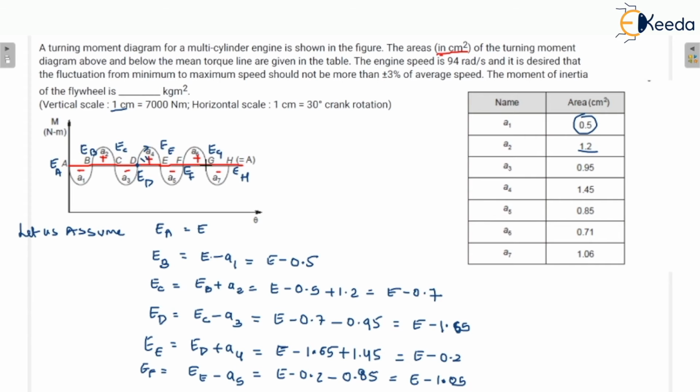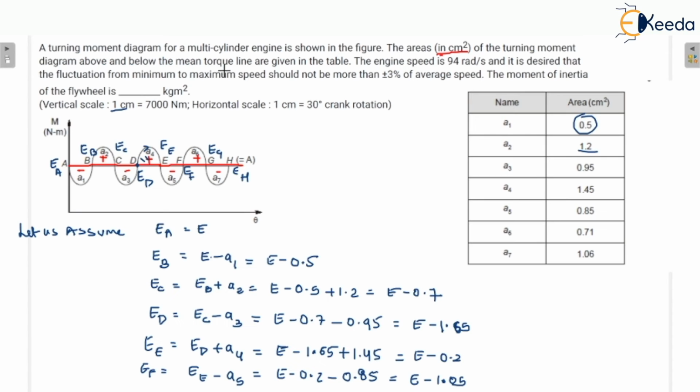You can see here that EG is equal to EF plus A6. Okay, so that is EF plus A6. And what is the value of EF? Actually, we need to check it. Is there any mistake in the calculations?